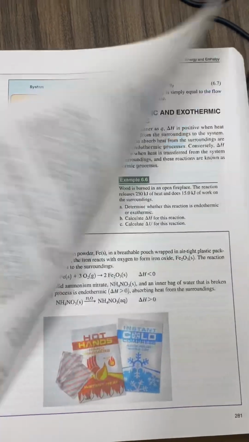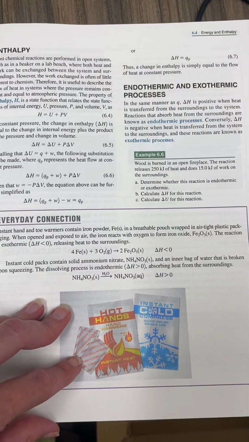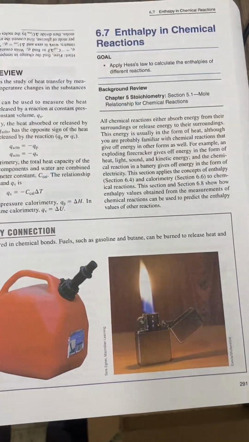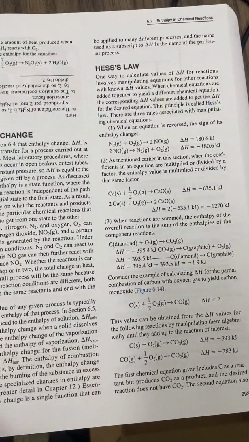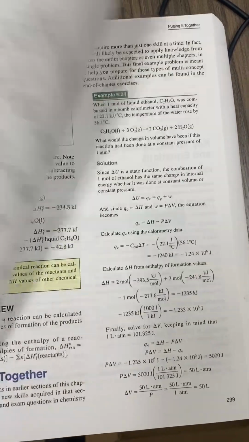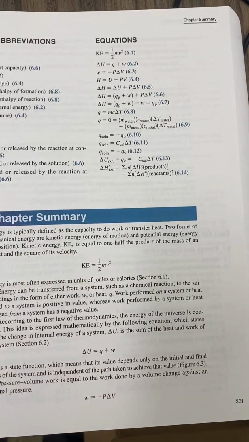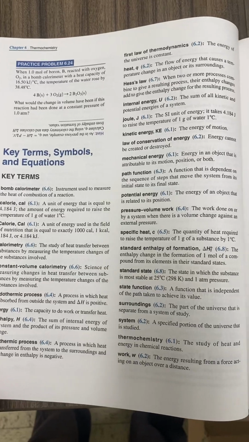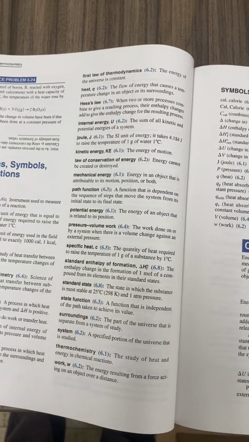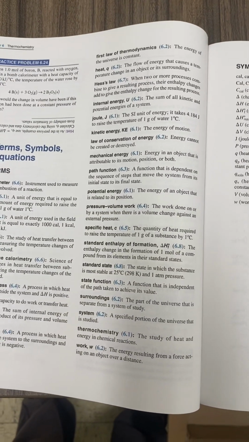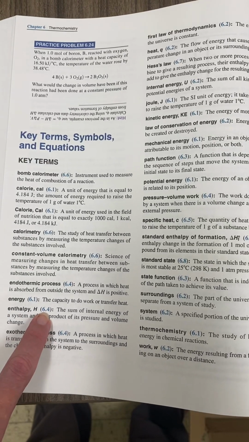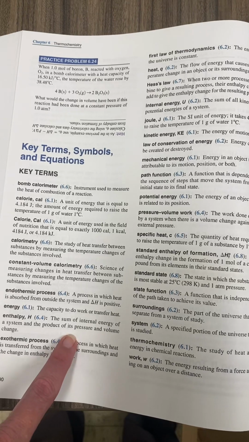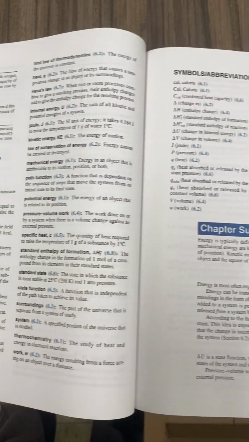If I flip all the way through, there's example problems you can do. But I keep flipping through. I go to the very, very end of the chapter. And here there's key terms, symbols, and equations. If I read through those things, do I understand what they mean? If not, it tells me what chapter 6, and what section 4 that they're in. It also gives me a little definition if I need a reminder.